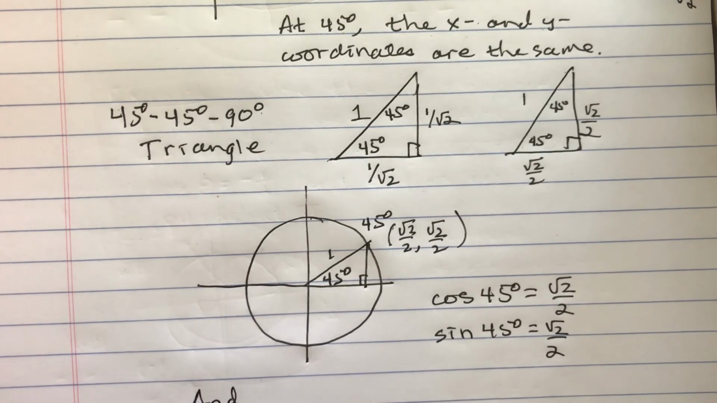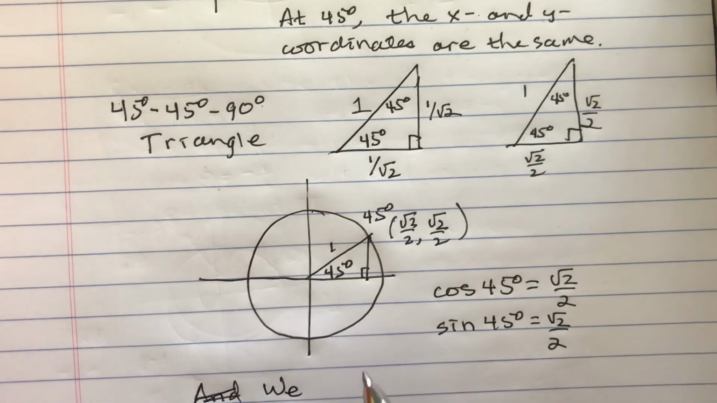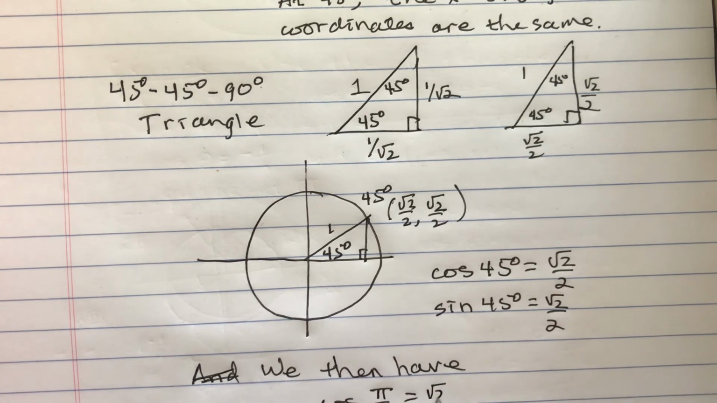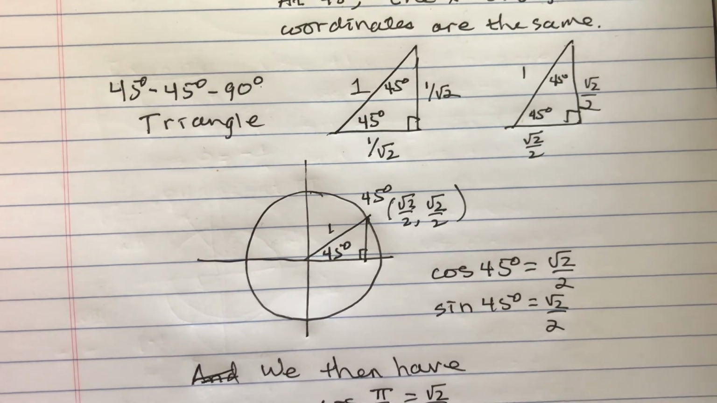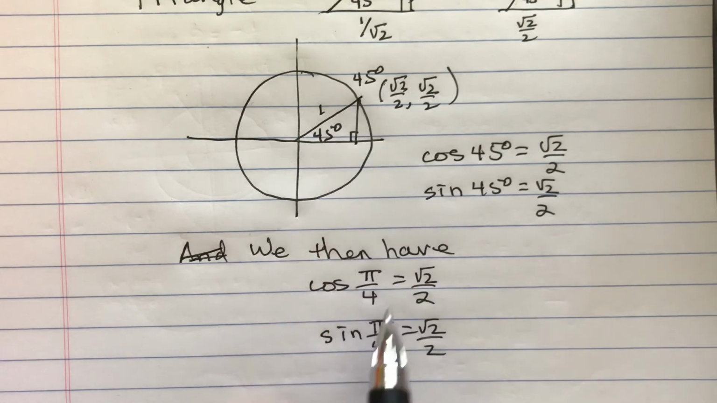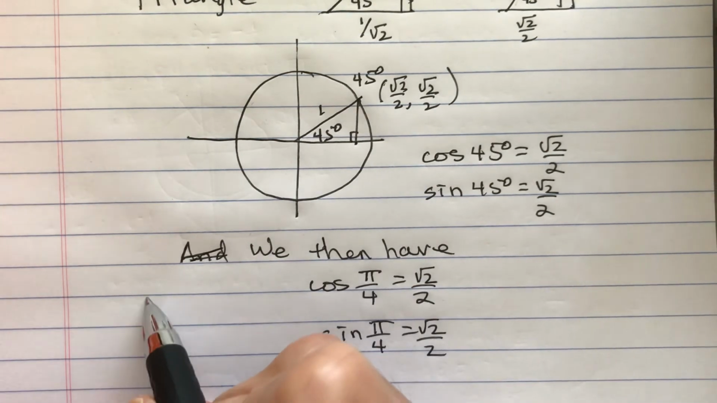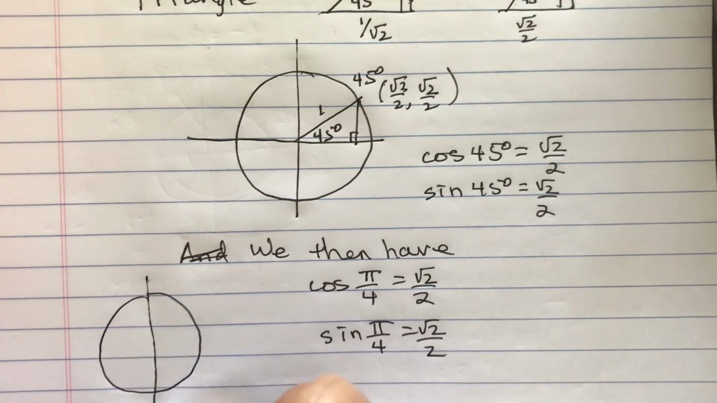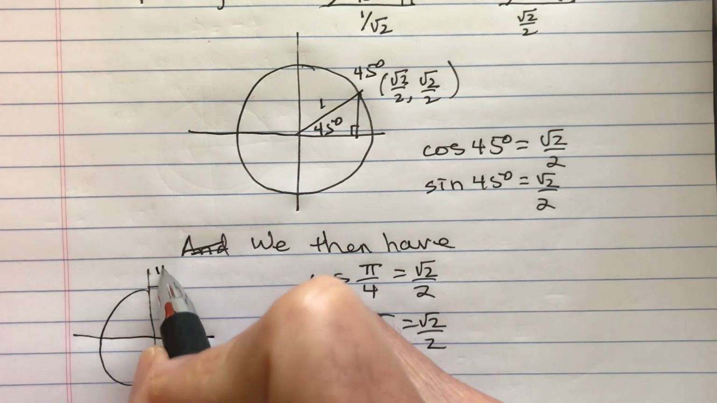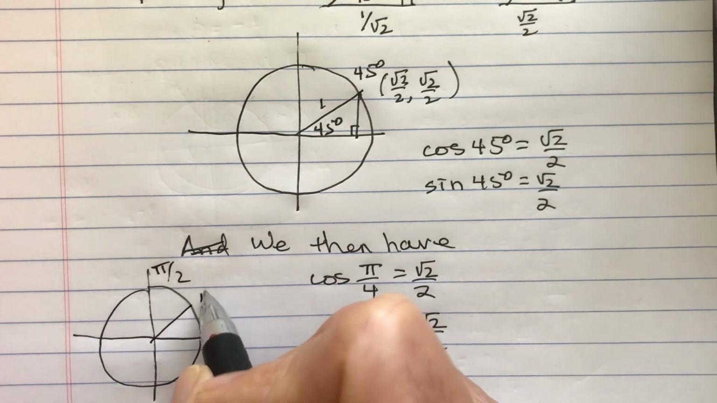We have that if you're doing radians, cosine pi over 4 is rad 2 over 2. Sine pi over 4 is rad 2 over 2. Why? Because 45 degrees corresponds to pi over 4. If we draw a unit circle, all the way around once is 2 pi. 1/4 of that is pi over 2. So pi over 4 is half of that.